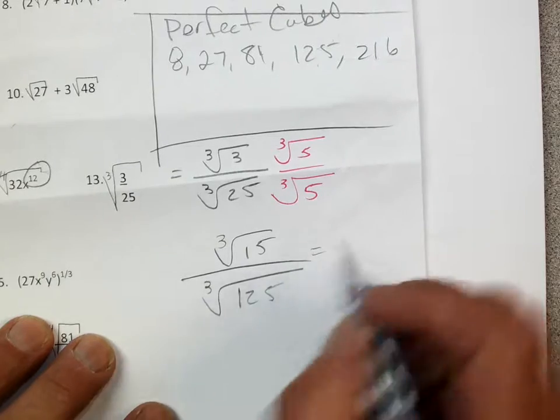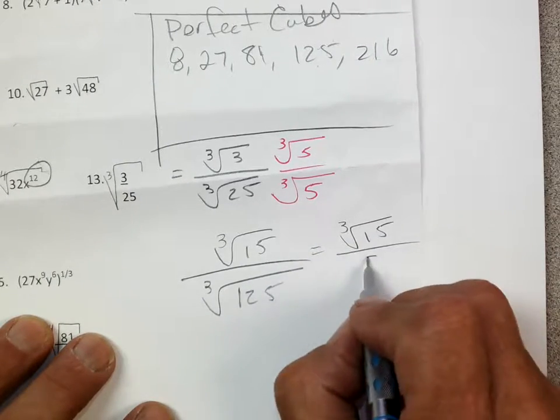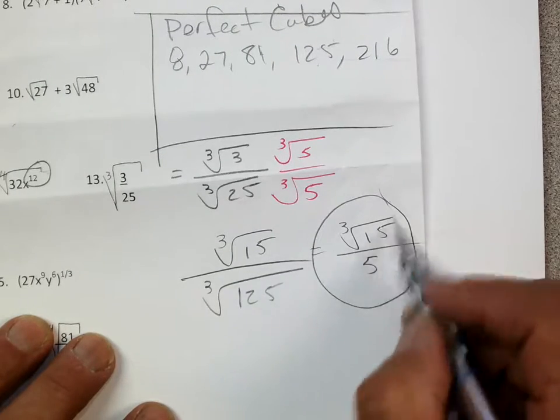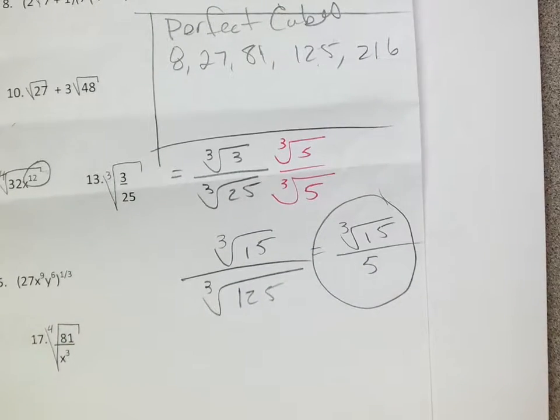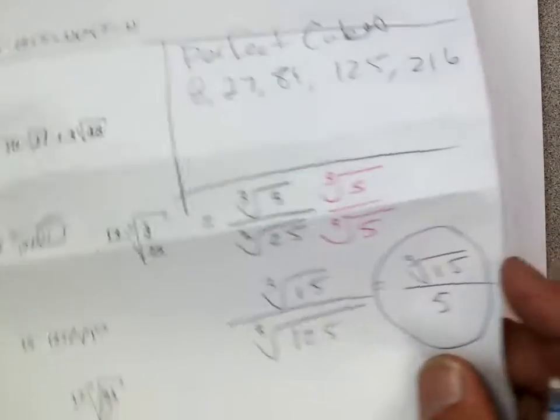So our answer, ready? Our answer is the cube root of 15 over plain old 5. Don't divide those, because that's not really 15. It's some ugly decimal thingy, okay? 2 point something or other. Okay, 14. We'll do 14 over here.